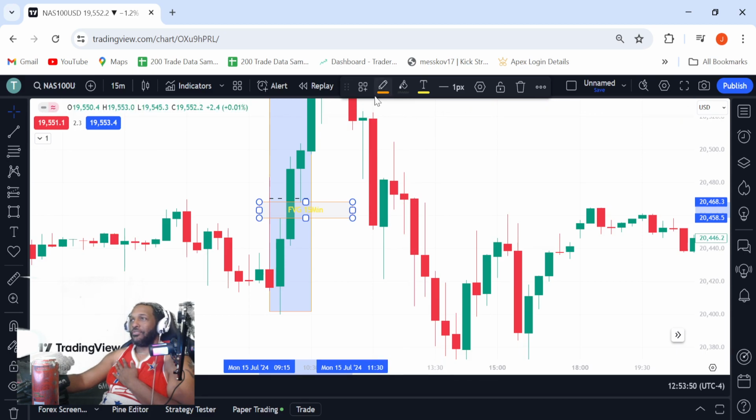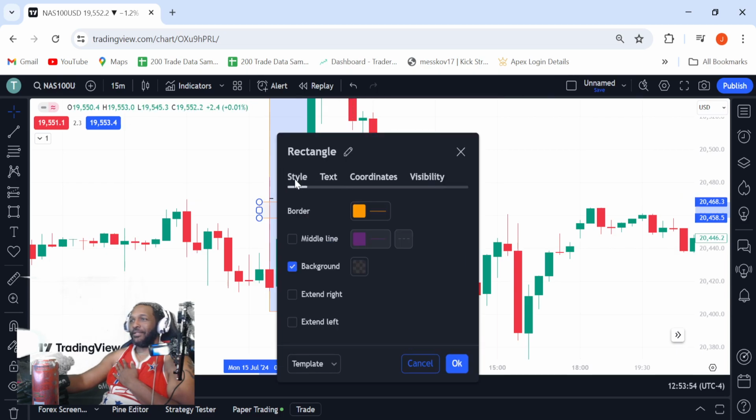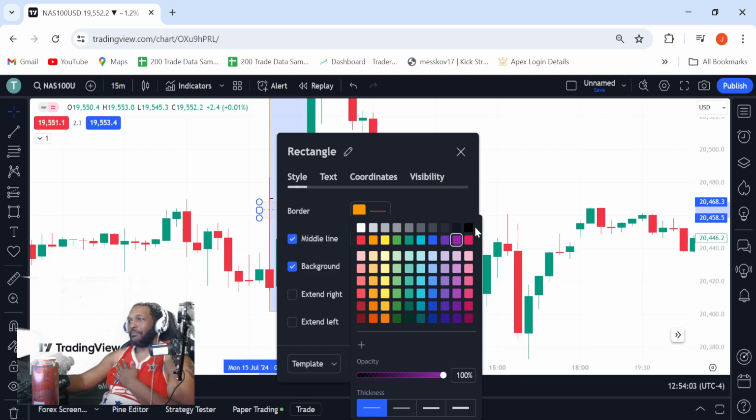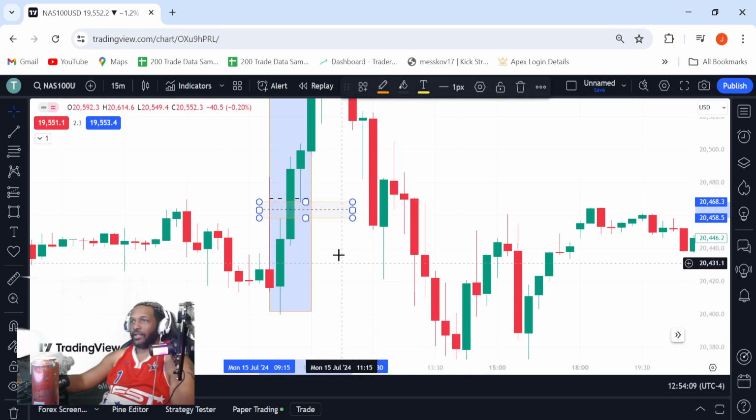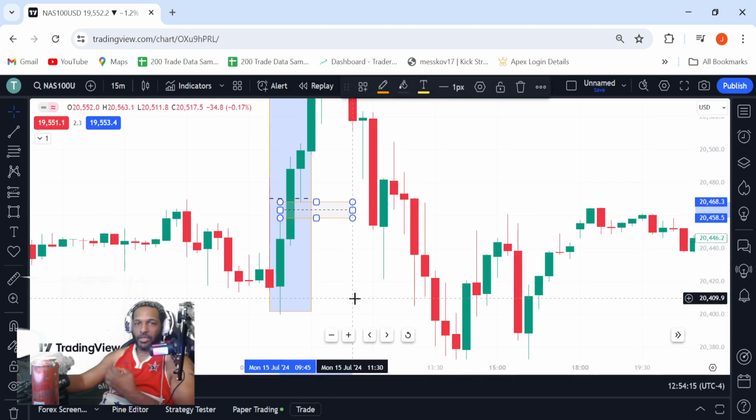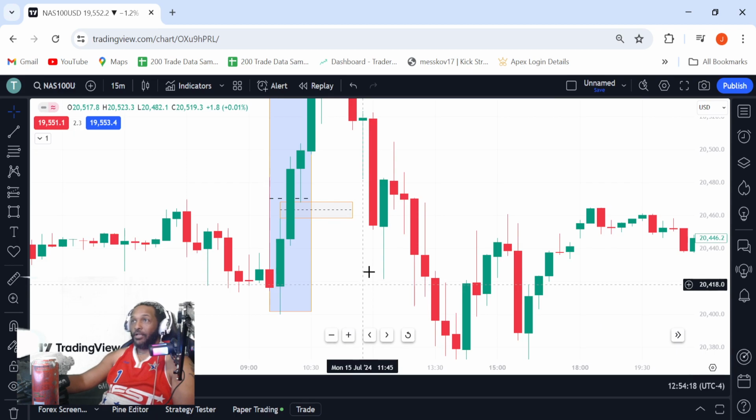Okay, so let's just do it this way. Turn that middle line on. Let's make it that color, and we'll just clear this for right now because I just need to show you. So this is a fair value gap that is within that initial balance, right? So if you go back to what I just said, understand it.